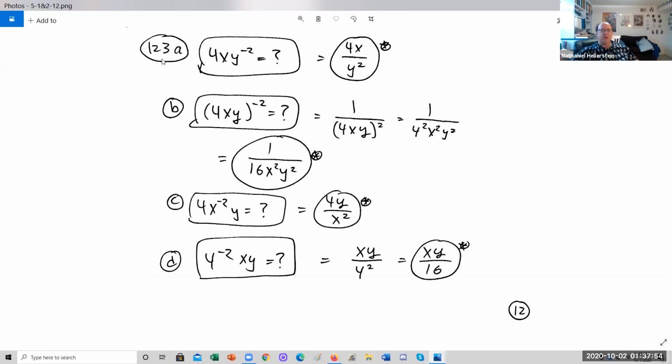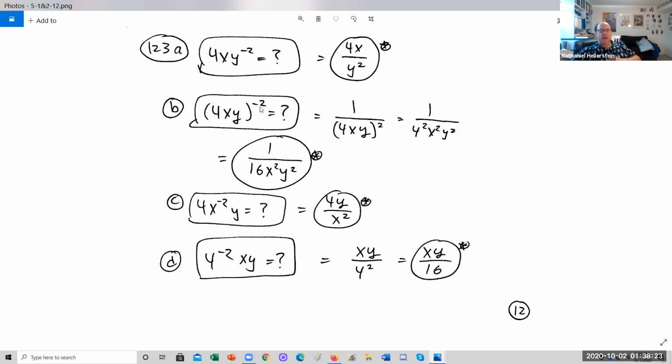123 is another one of these lookalike problems because we have a 4, an x, a y, and a negative second power thrown around randomly. Here's 4x y to the negative 2. Well, this one, they are asking for writing only in positive powers. So here we write 4x over y squared. The second power is in the denominator for y.